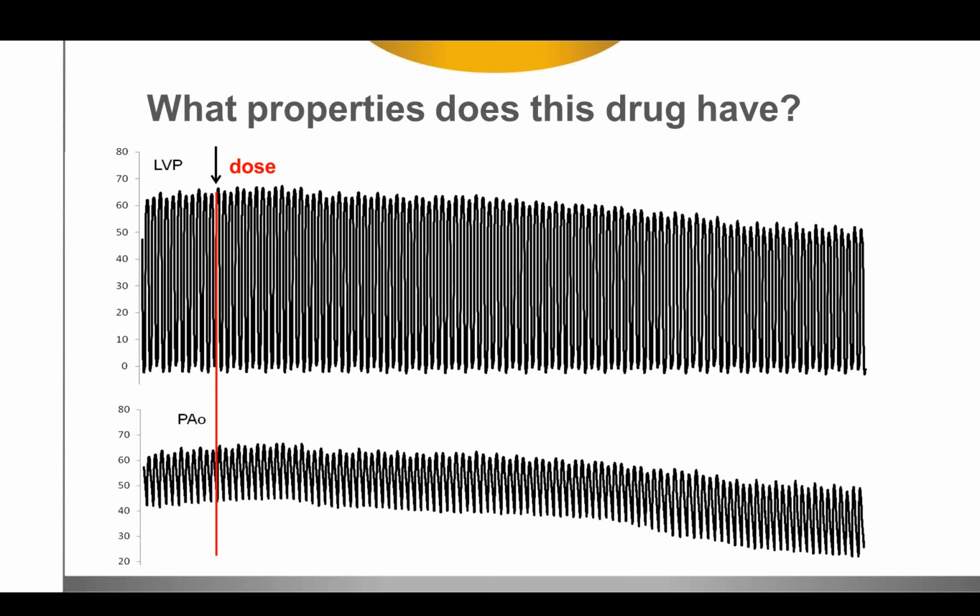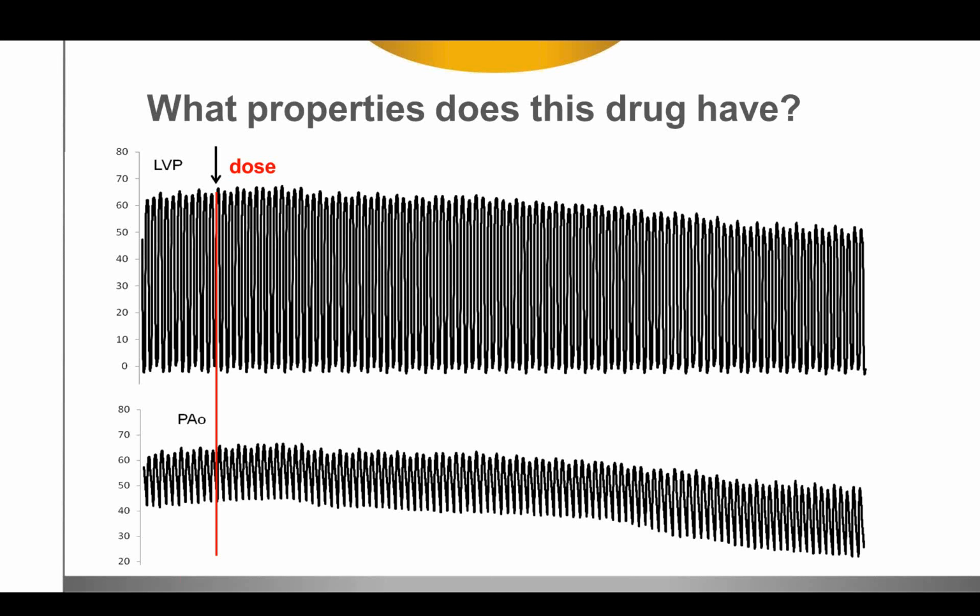So in a typical safety pharmacology study, there are electrocardiograms and aortic pressure is measured, and occasionally left ventricular pressure. The question is, does this tell you what you want to know? Now in this trace, you can see at the red line, the subject was exposed to a test article.